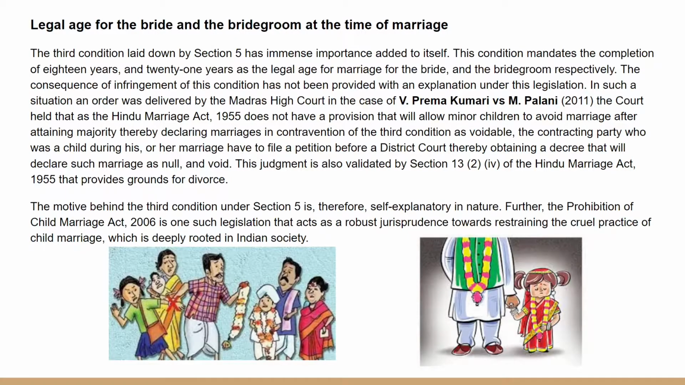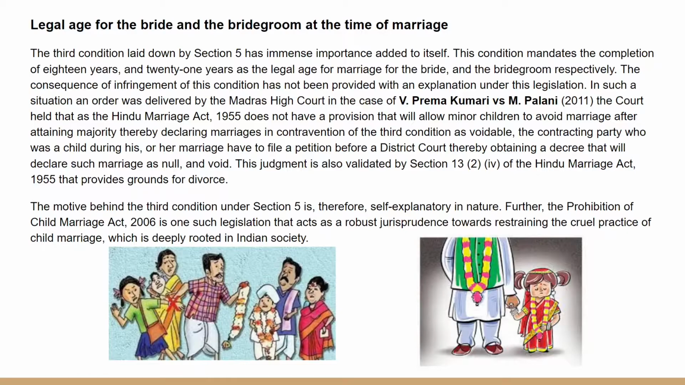Legal age for the bride and the bridegroom at the time of marriage. The third condition laid down by Section 5 has immense importance added to itself. This condition mandates the completion of 18 years and 21 years as the legal age for marriage for the bride and the bridegroom respectively. The consequence of infringement of this condition has not been provided with an explanation under this legislation.